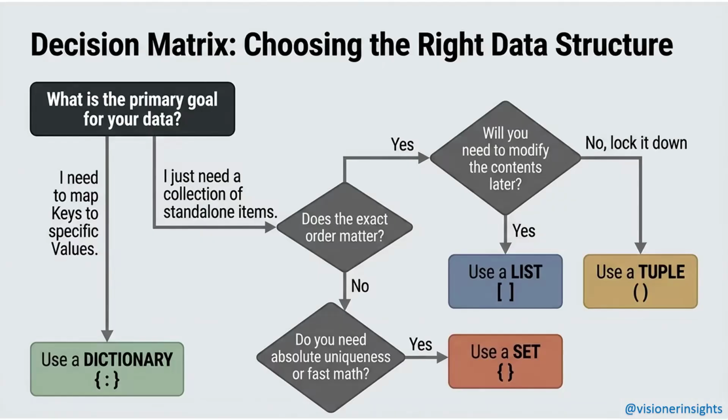You just ask yourself a series of questions. What's my main goal? If you need to map keys to values, boom. Use a dictionary. End of story. If you just need a collection of items, ask yourself, does the order matter? If the answer is yes, ask one more question. Will I need to change it later? If yes, it's a list. If no, it's a tuple. And if order doesn't matter at all, but you need to guarantee uniqueness, well, that's a job for a set.